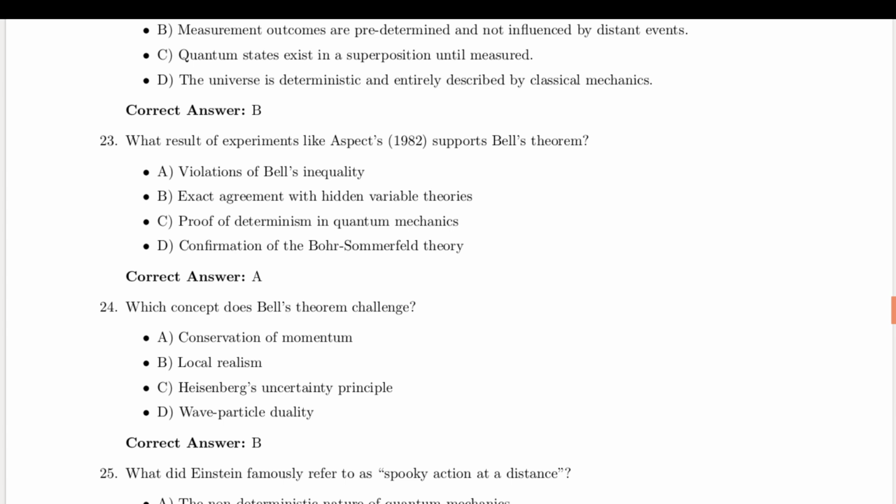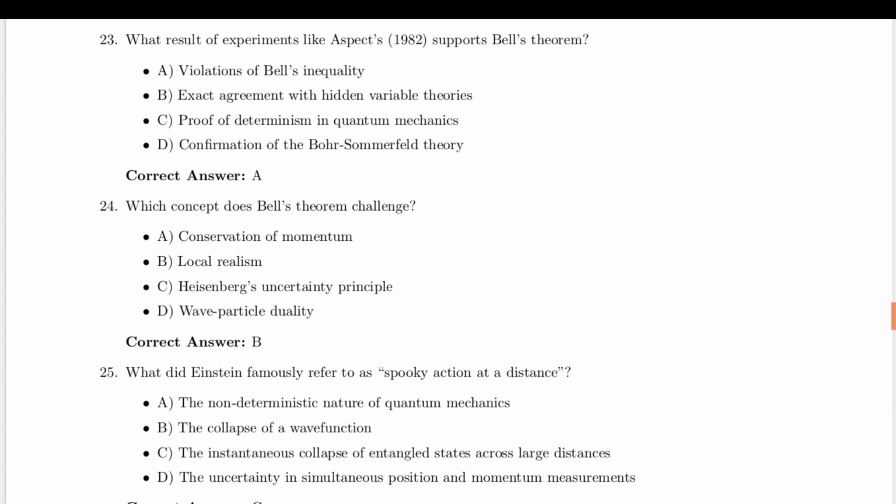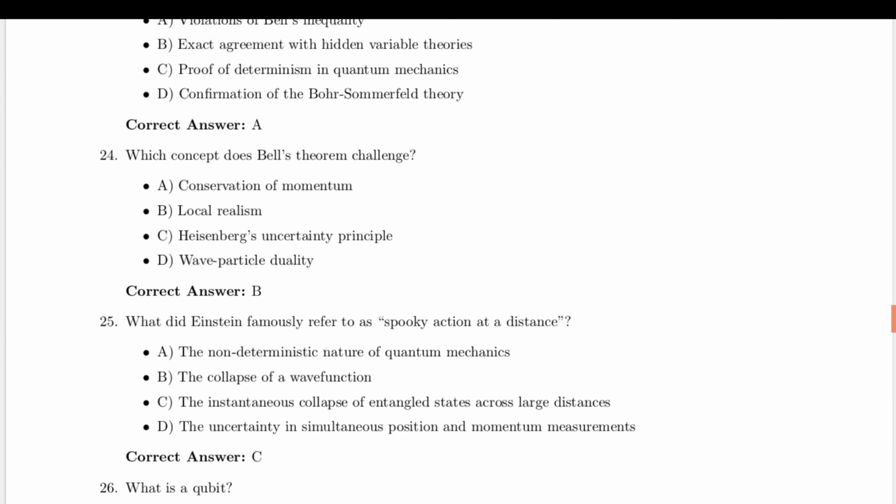Bell derived an inequality that must be satisfied if local realism holds. However, quantum mechanics predicts correlations that exceed these bounds. For example, entangled particles exhibit correlations in their measurement outcomes that cannot be explained by any local hidden variable theory. Experiments, such as those by Aspect in the 1980s, confirm these violations of Bell's inequality, demonstrating the fundamentally non-local and probabilistic nature of quantum mechanics. This forces us to abandon either reality or locality, or both, as classical assumptions fail to describe the quantum world.